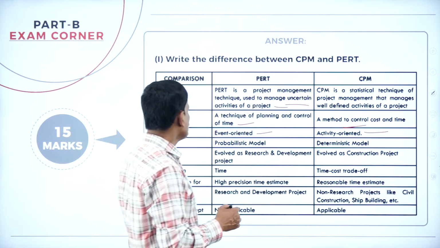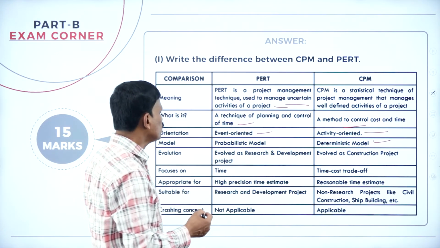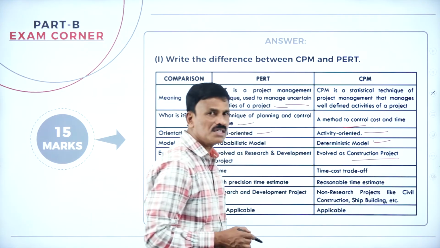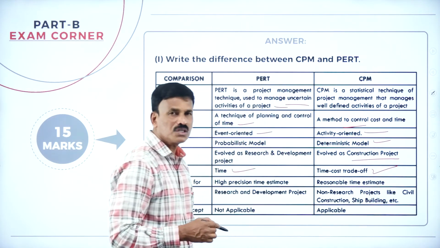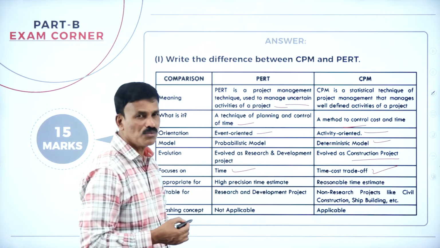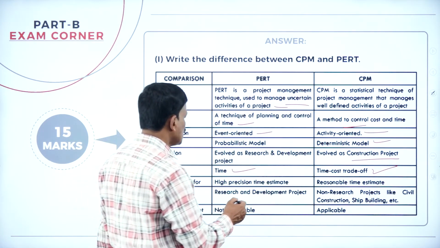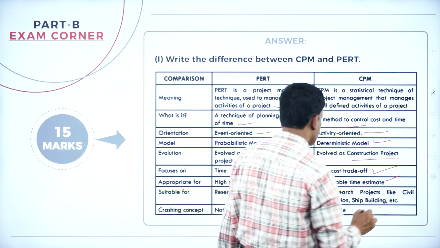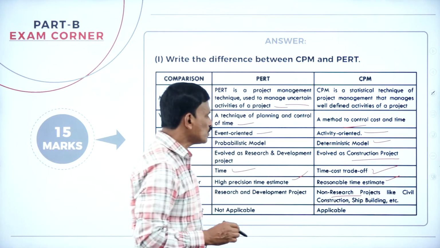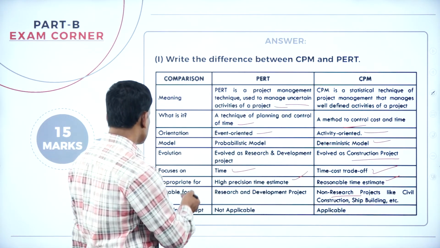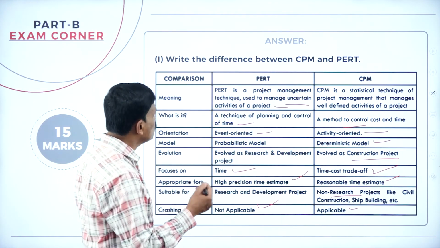CPM is activity oriented. PERT is a probabilistic model, whereas CPM is a deterministic model. PERT evolved as a research and development project, whereas CPM evolved as a construction project. The main focus of PERT is time, whereas the main focus of CPM is time-cost trade-off. PERT is appropriate for high precision time estimates, whereas CPM is appropriate for reasonable time estimates. PERT is suitable for research and development, whereas CPM is suitable for non-research projects like civil construction and building. The crashing concept is not applicable to PERT, whereas it is applicable to CPM. So these are the main differences between PERT and CPM.